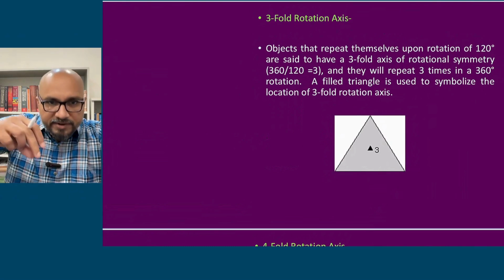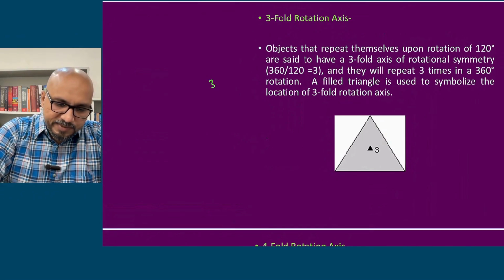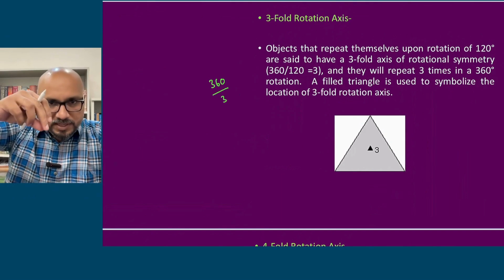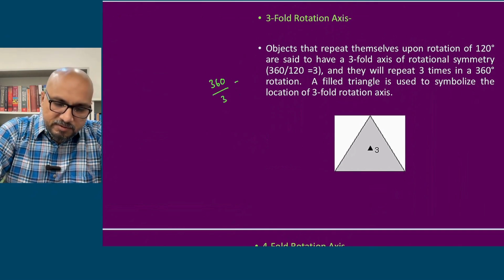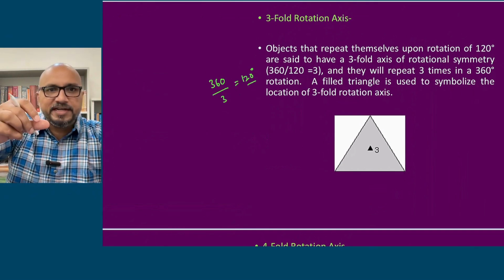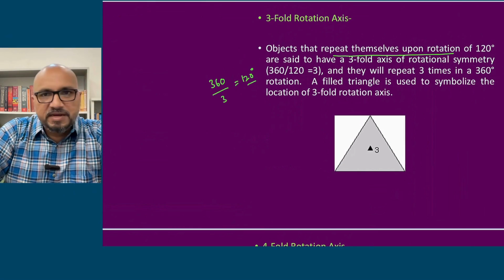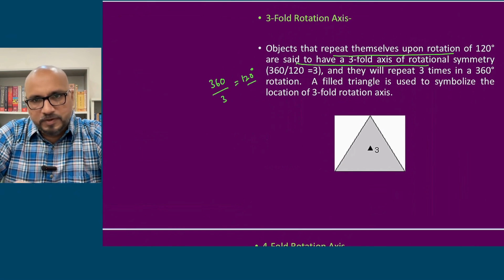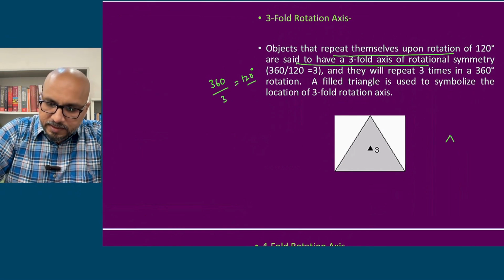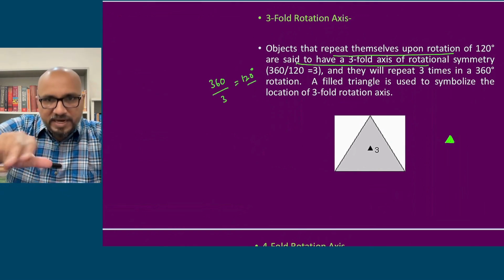Now, three-fold rotation axis. For every 120 degrees, the same face will appear. Three-fold rotation axis means 360 degrees divided by 3, so if you rotate one full 360 degrees, the same face comes back 3 times. That means for every 120 degrees, the same face repeats. Objects that repeat themselves upon rotation of 120 degrees are said to have a three-fold rotation axis. All right, so we represent it in the center as a solid triangle. This is an equilateral triangle, all the faces are the same, so every 120 degrees you will have the same face.